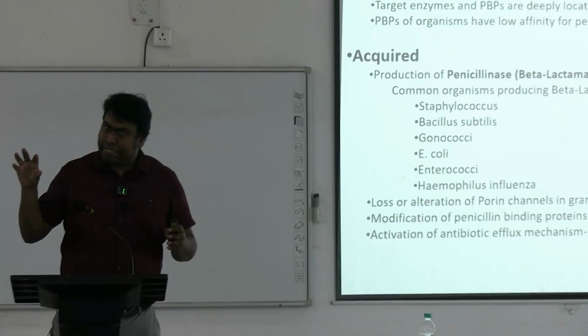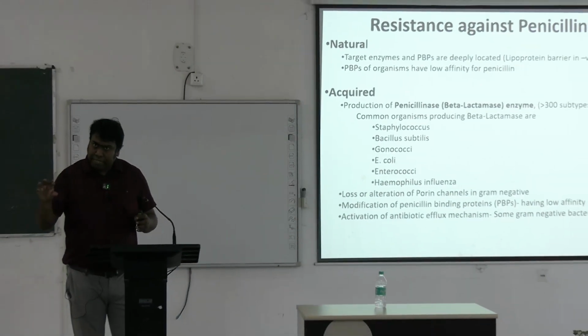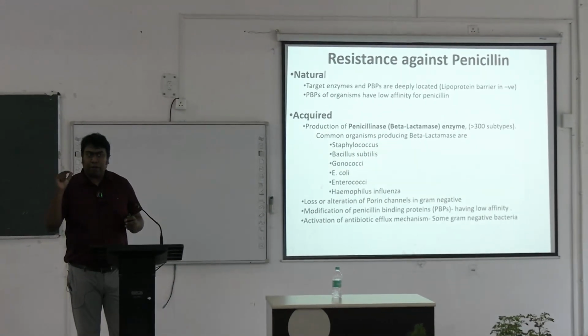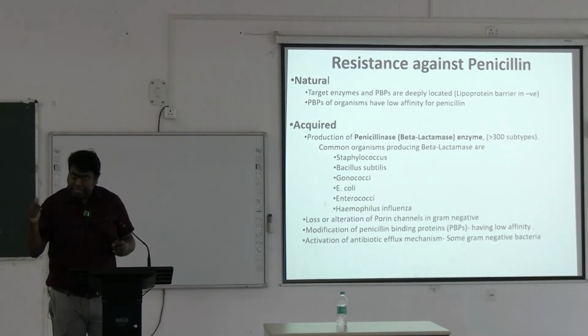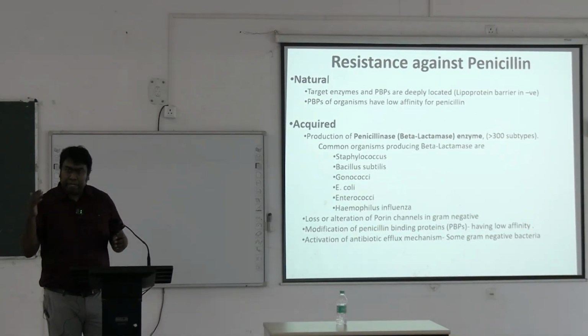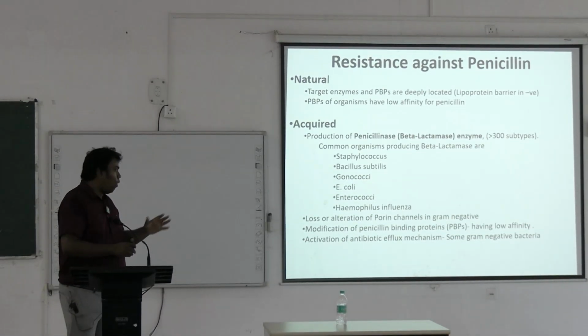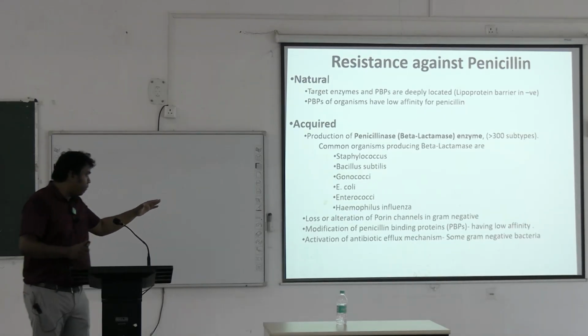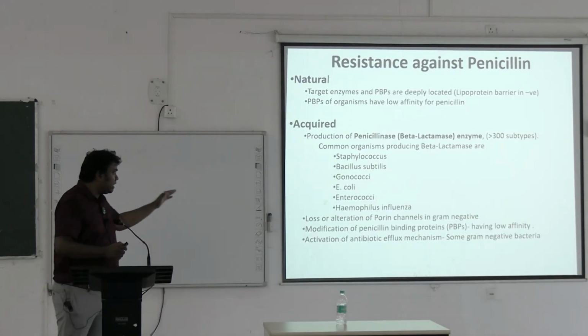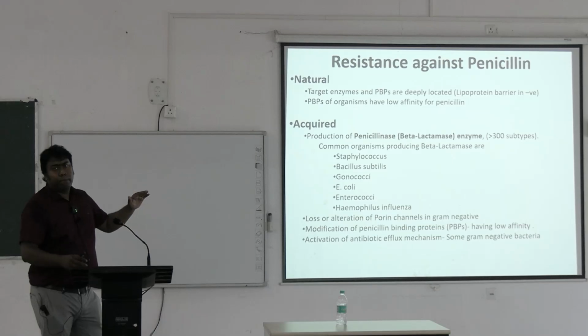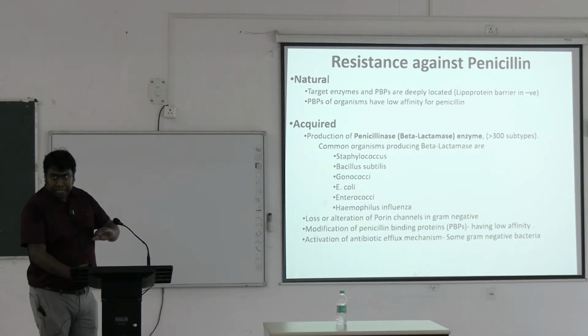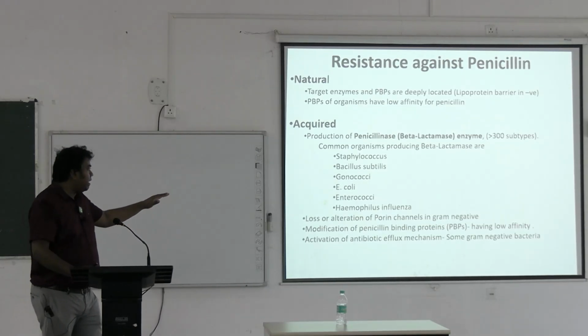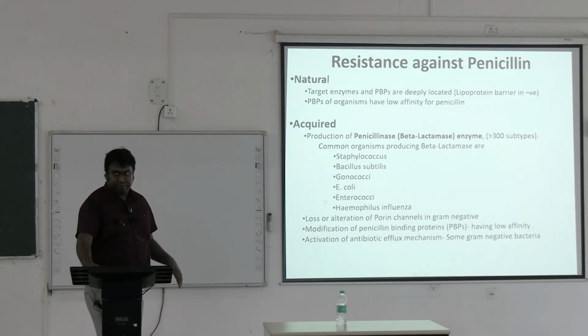Acquired resistance is important clinically. Most important is penicillinase or beta-lactamase. Other mechanisms are alteration of binding protein, alteration of protein channel for gram-negative for other beta-lactam, and efflux mechanism.